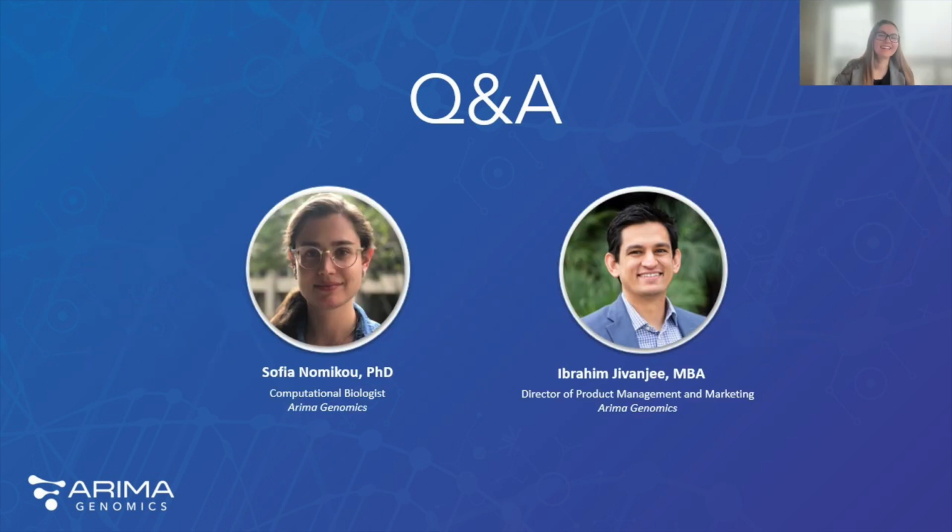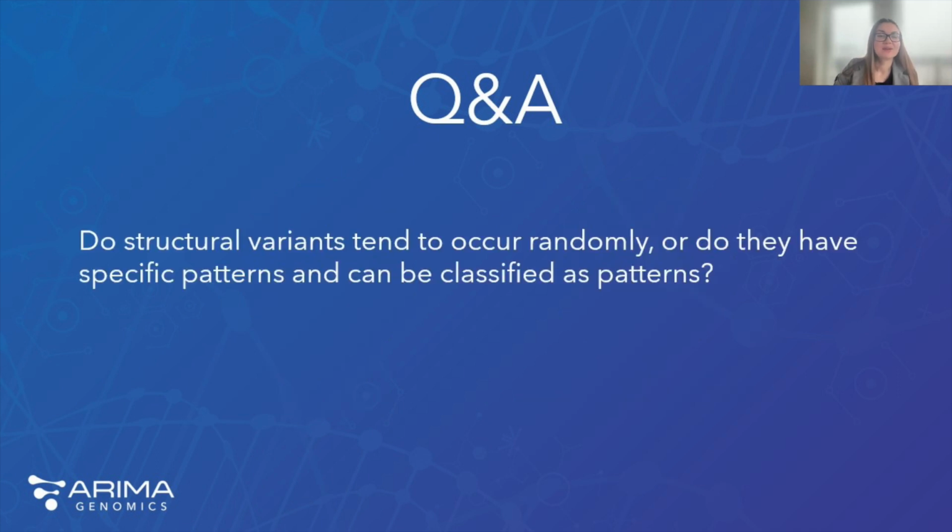All right. Okay, we have a question from Naoki. The question is, do structural variants tend to occur randomly, or do they have specific patterns and can be classified in patterns?